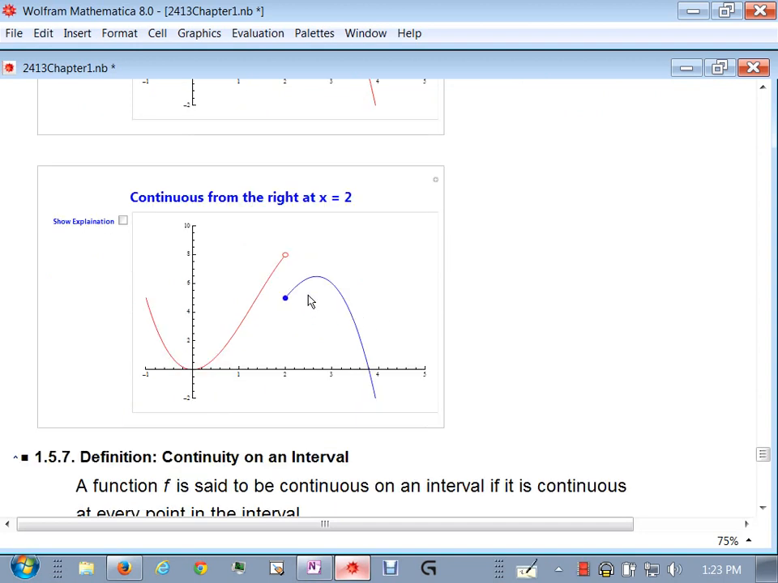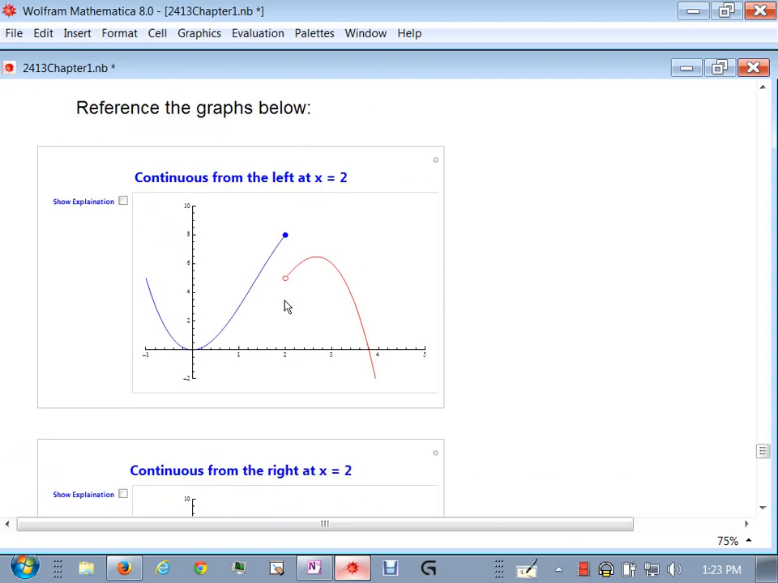This one would be continuous from the right at 2 because I come in from the right, I draw it, and then when I get there, I have a stopping point, right? I actually stop, and I'm done. Now, would this one be continuous from the right? No, why not? Because there's a hole.